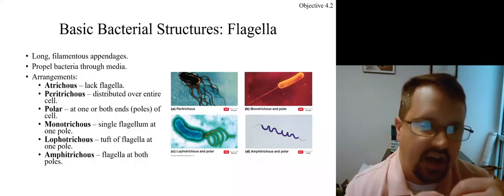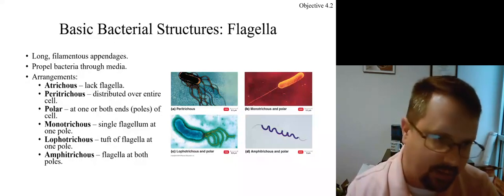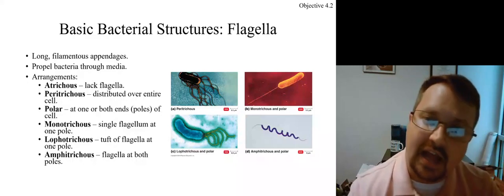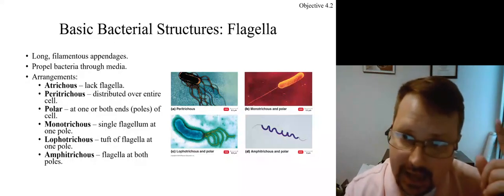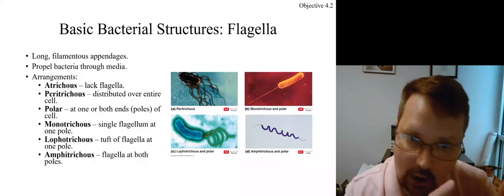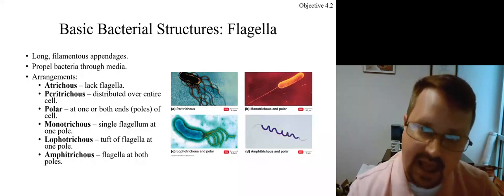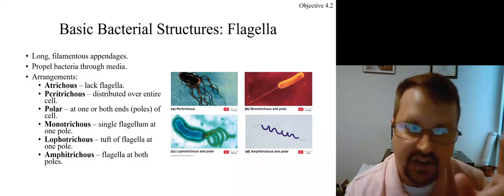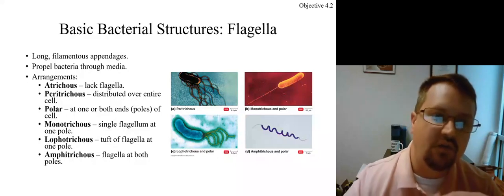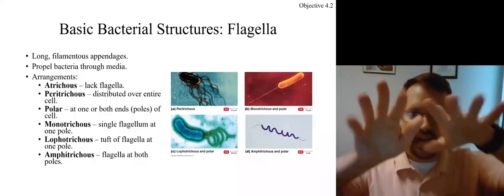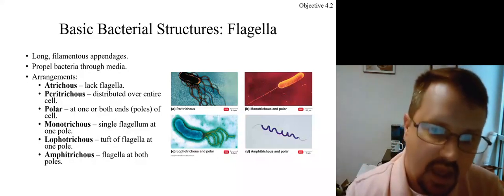Flagella. They are long filamentous appendages. They're used for swimming. Because they look like hairs, we use the word trichous, meaning hair-like. Atrichous means it lacks a flagellum. Put A in front of it, that means negative. Peritrichous means all over the entire cell. They have many flagella all over. They're very hairy. They're peritrichous.